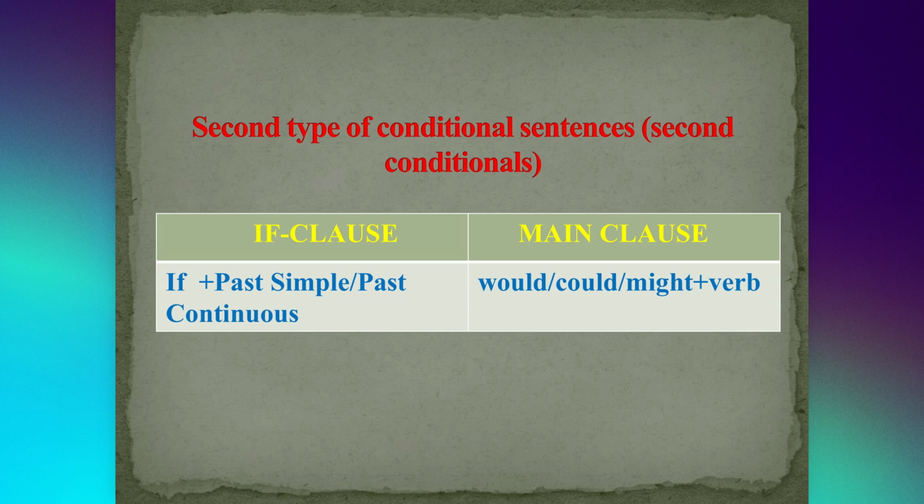In the main clause, we will use the tense future in the past. It is formed by means of auxiliary verb would for all persons plus verb. Modal verbs could, might plus verb can be used here as well.